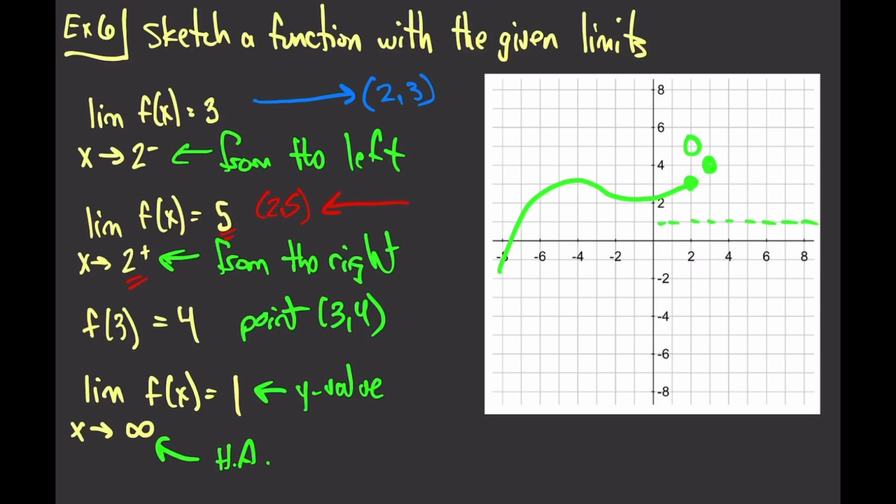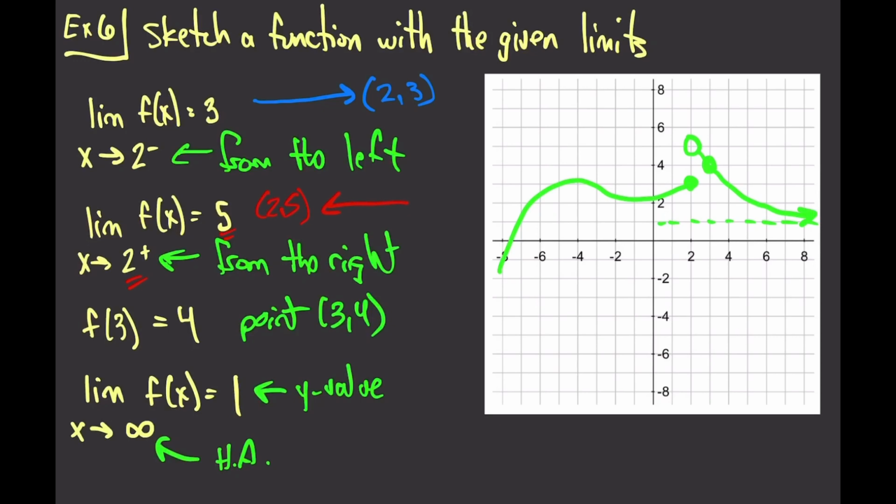So now I have to create something that points to this, goes through this point, and approaches 1 as x goes to infinity. So again, I think the easiest thing to do here would be to sketch something that looks like this. Because this limit, as x approaches infinity, is going to be 1. It contains this point. Coming from the right, it points to 2, 5. And then this limit over here, coming from the left, it points to 2, 3.